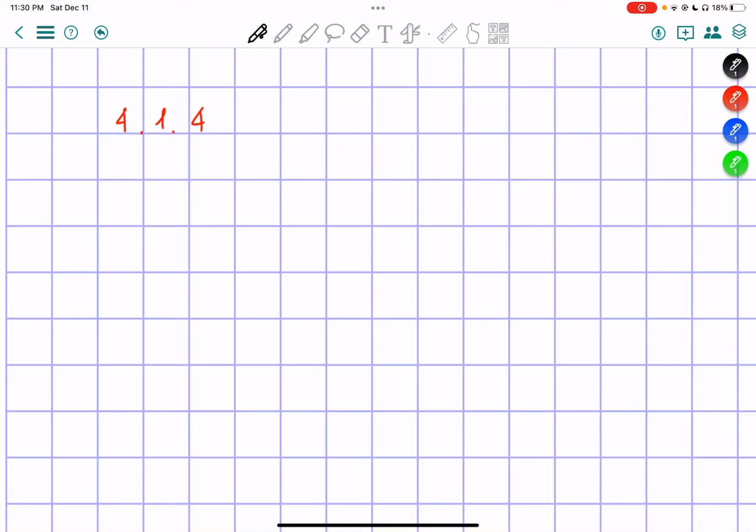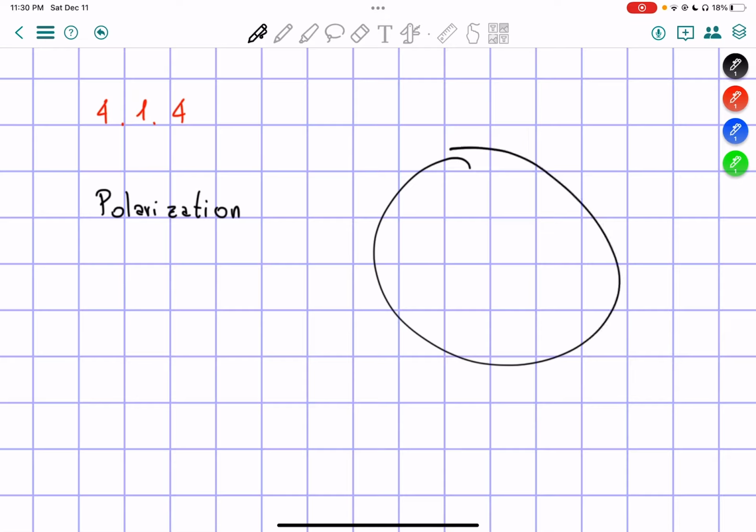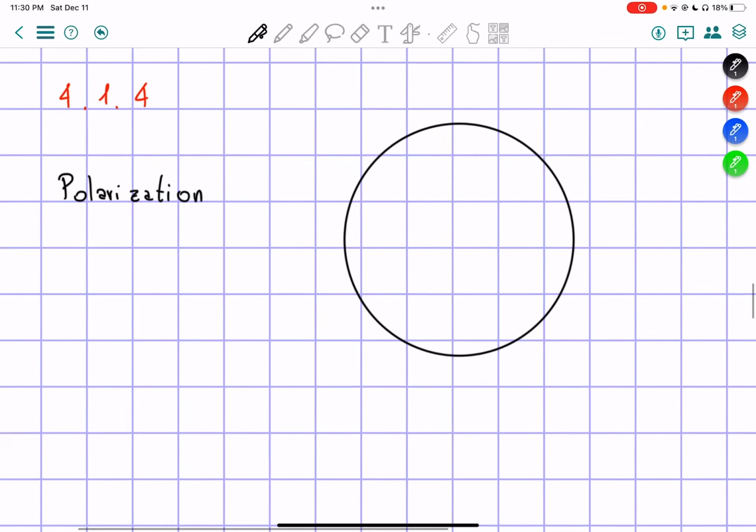Hello, everybody. So, in chapter 4, section 1, part 4, we're talking about polarization. So, what is exactly polarization? Well, in this case, we're talking about an object, for example. An object, let's talk about a simple circle, is made up of very small molecules, right?